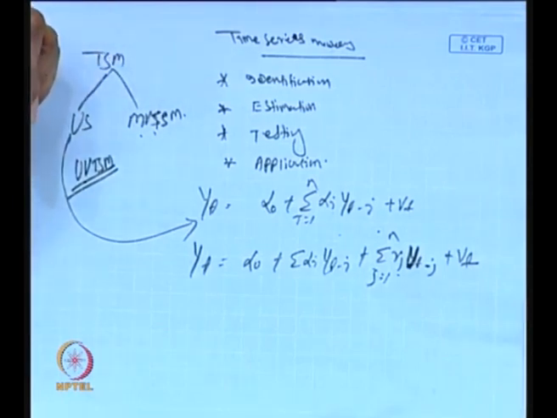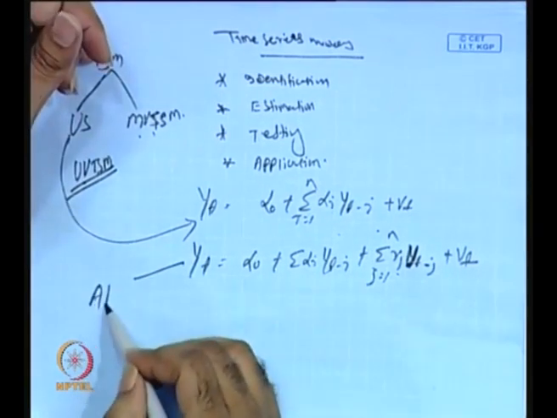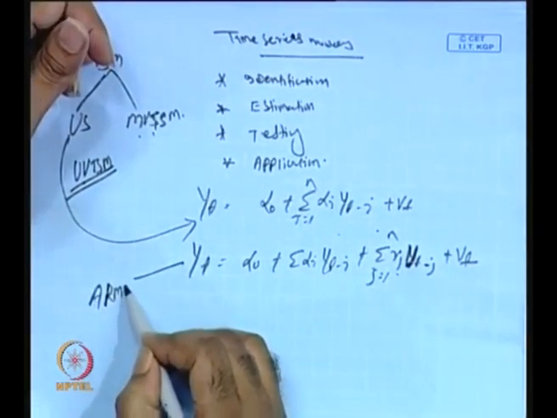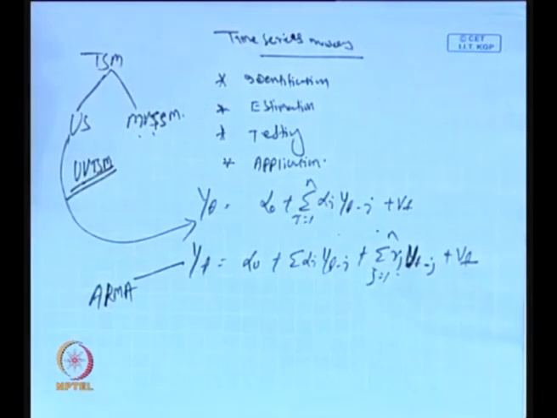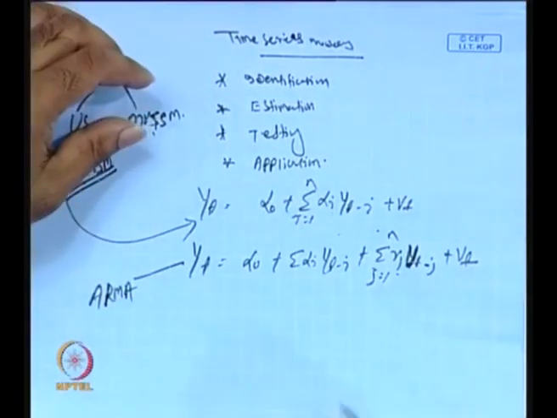This particular setup is called an ARMA setup, autoregressive moving average. This is called the autoregressive moving average model. Now you see, there are two problems here.